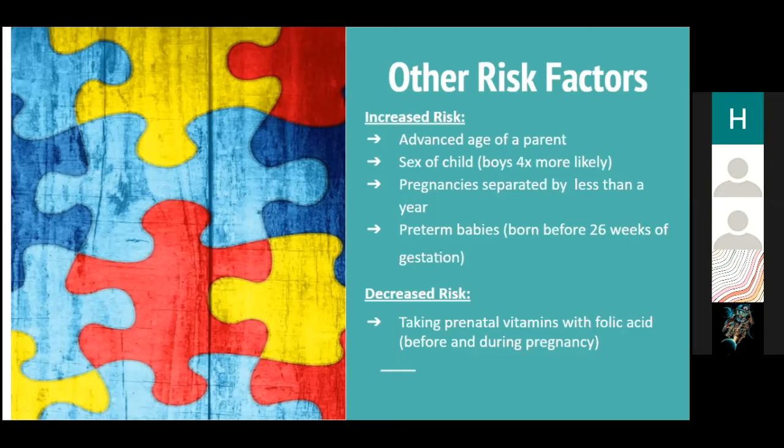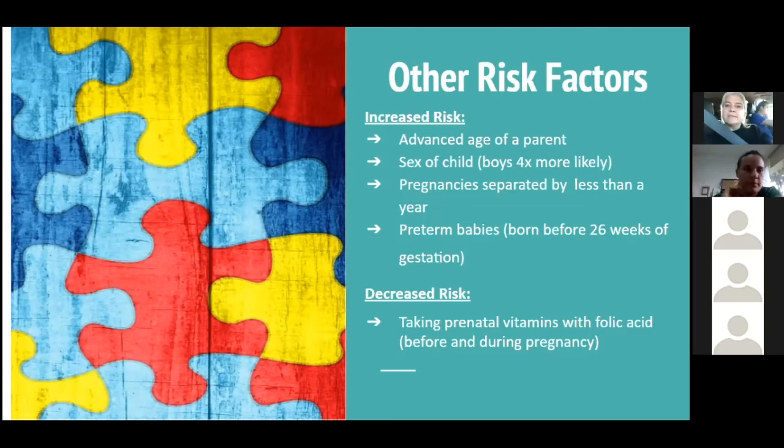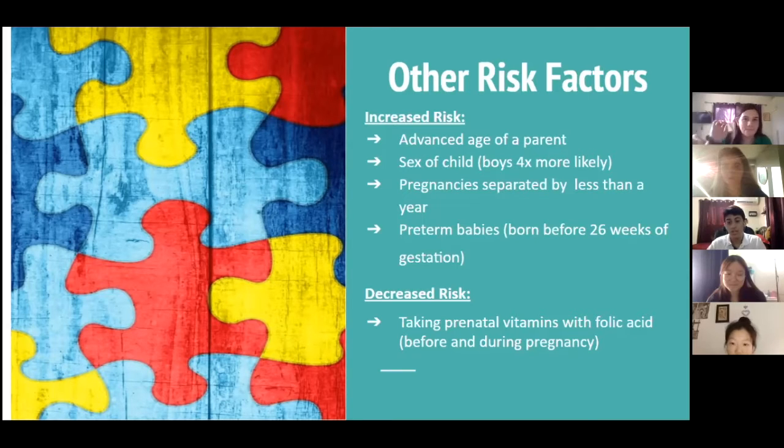There are also other risk factors that decrease the risk. For example, taking prenatal vitamins that include folic acid before pregnancy, during conception, and also during the pregnancy. It's important to remember that these factors only increase or decrease the chances of being born with ASD. That does not mean that ASD is guaranteed.